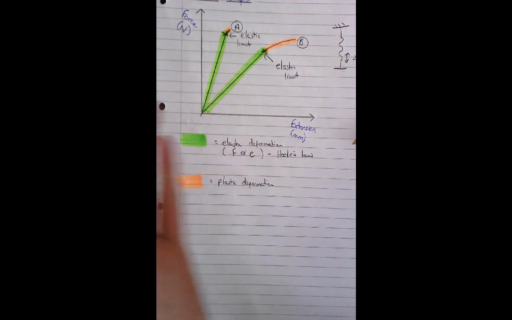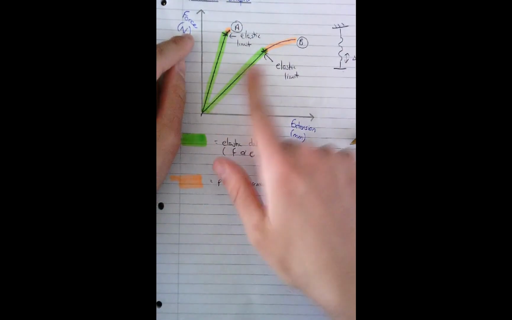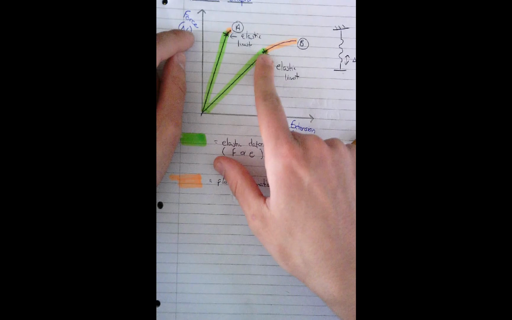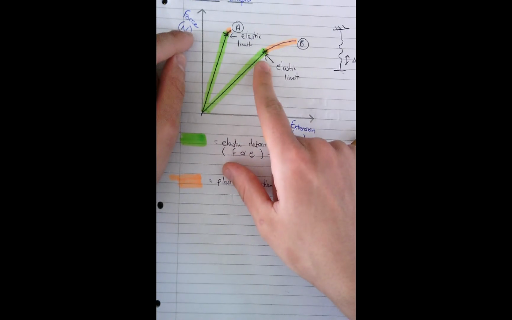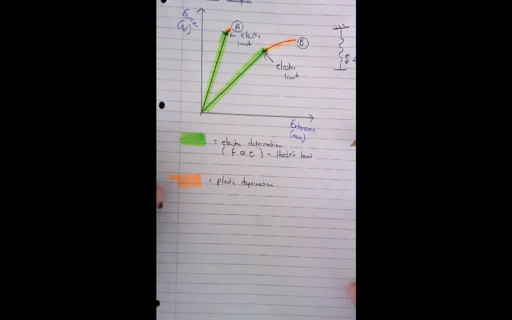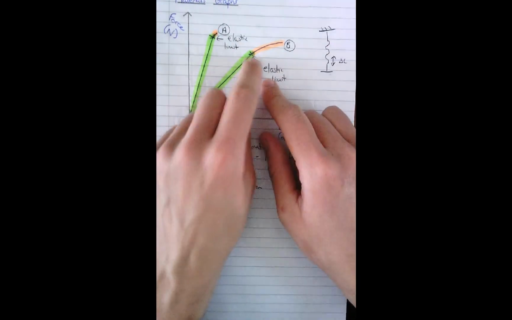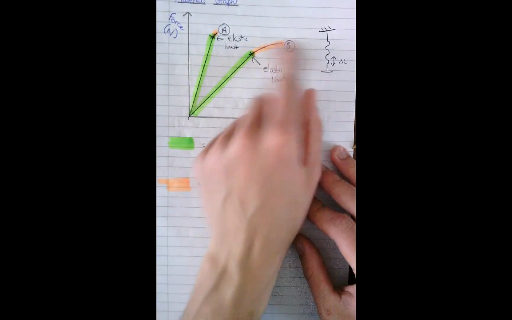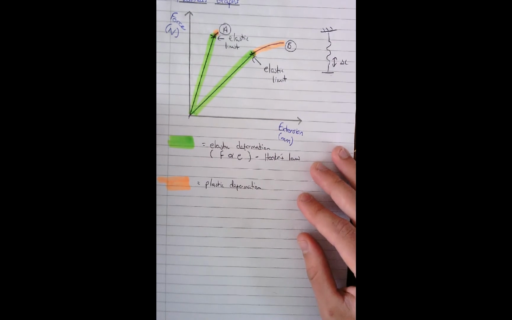So depending on the material, depending on what you're applying the force to, you have different periods of elastic deformation and then different periods of plastic deformation. The important point here is beyond that elastic limit, that key point on the graph, that material does not obey Hooke's law.